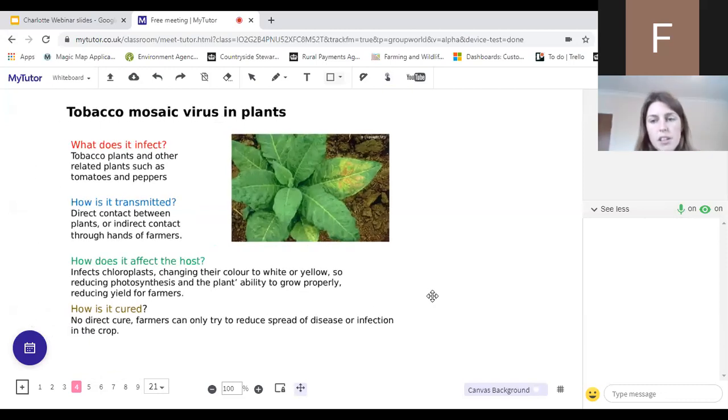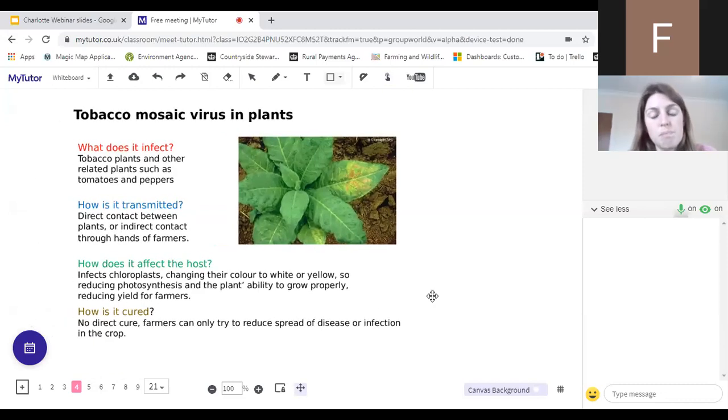So the first disease that we are going to look at in plants is tobacco mosaic virus. This is something that you do need to know for your specification if you're studying AQA.